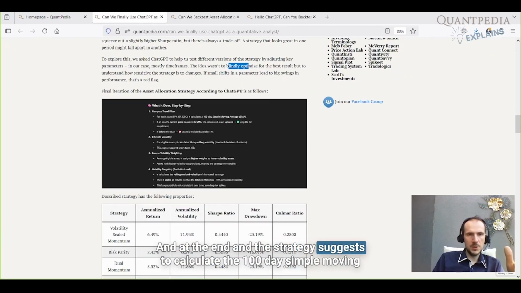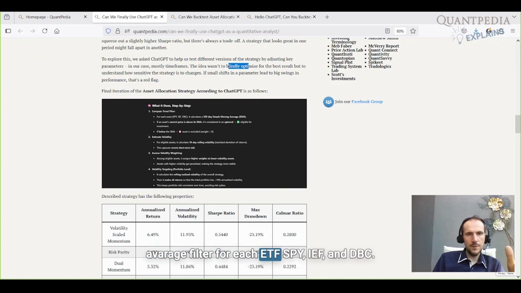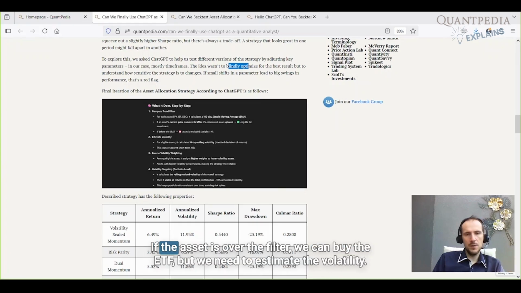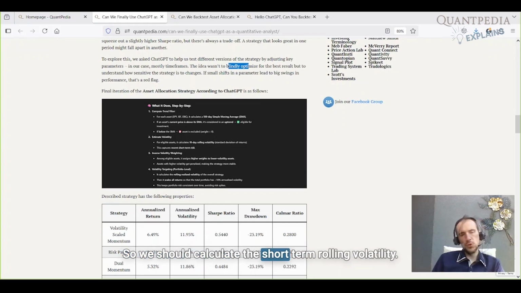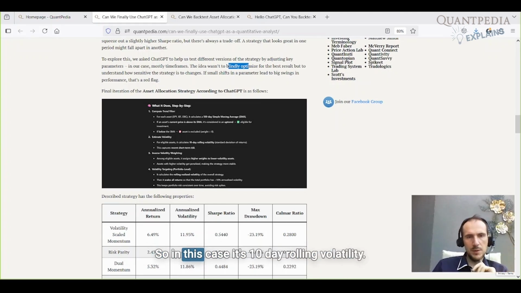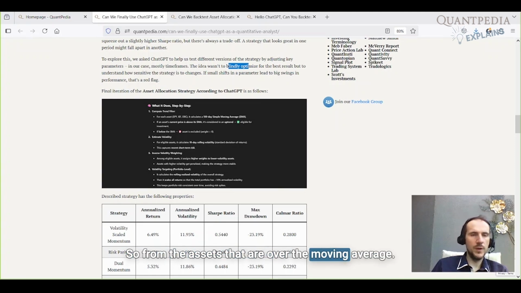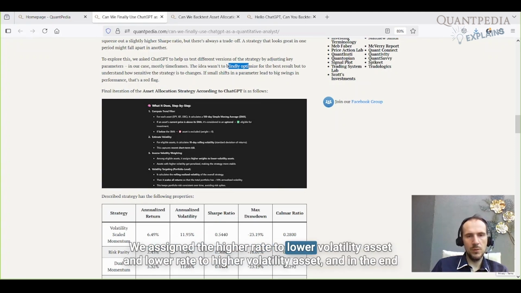The strategy suggests to calculate the 100-day simple moving average filter for each ETF, SPY, EFA, and DBC. If the asset is over the filter, we can buy the ETF, but we need to estimate the volatility. So we should calculate the short-term rolling volatility. In this case, it's 10-day rolling volatility. This captures the short-term risk. And then we use inverse volatility weighting. So from the assets that are over the moving average, we assign a higher weight to the lower volatility asset and a lower weight to the higher volatility asset.